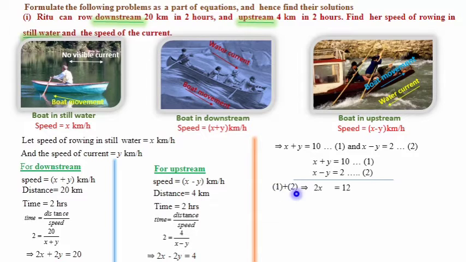First we have equations 1 and 2. 1 plus 2 implies just add both the equations, that is x plus x is 2x and 10 plus 2 is equal to 12. From there we can calculate x: we have to divide 12 by 2, that is equal to 6.